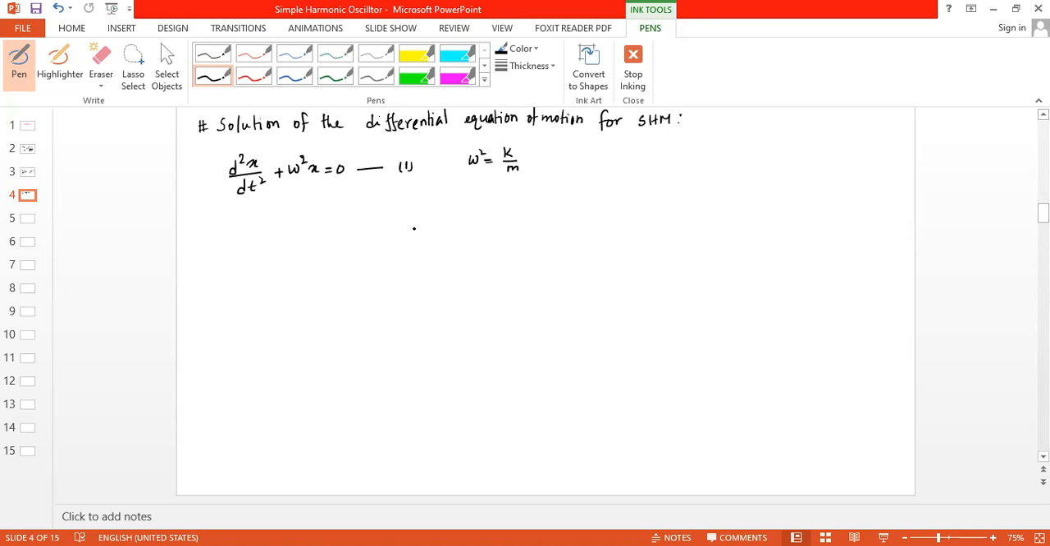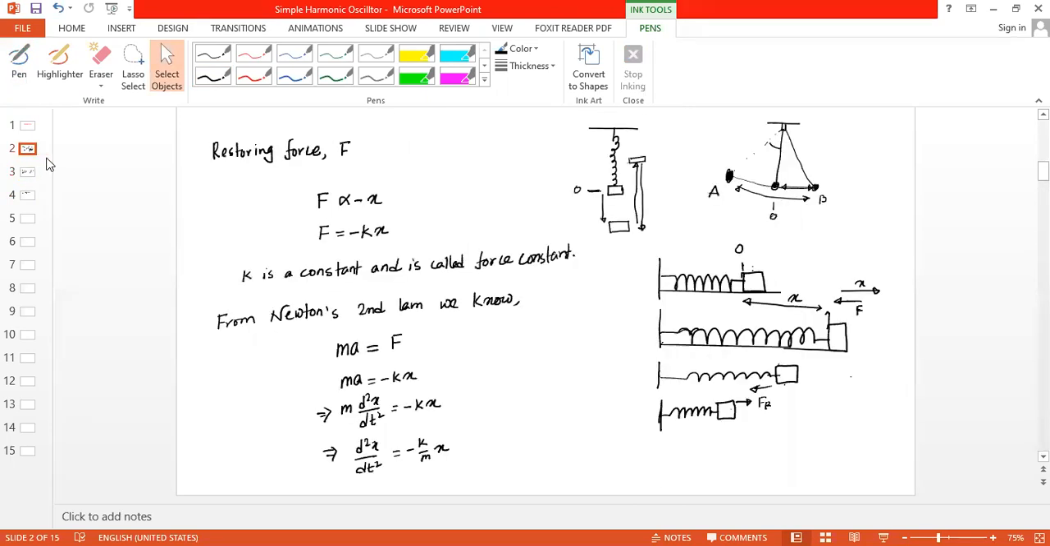Okay, now there is a standard procedure. This is a second order differential equation, and there exists a standard procedure to solve this kind of second order differential equation. But since you guys are not familiar with that differential equation stuff, we will follow a simple procedure to solve it. If you solve this equation, what do you get? By solving this equation, we can get the value of x, the displacement, right? So let's see how the displacement varies for simple harmonic oscillation.